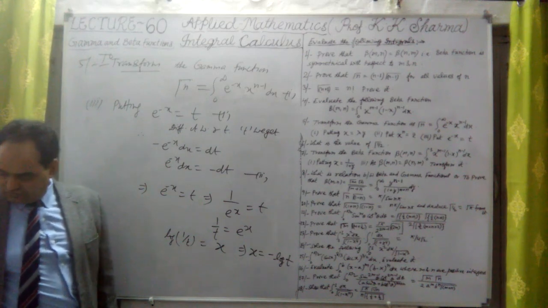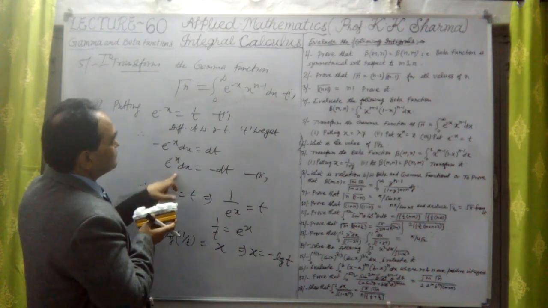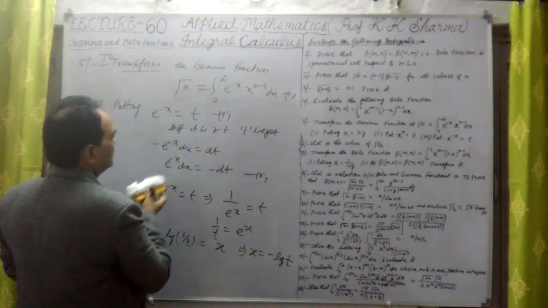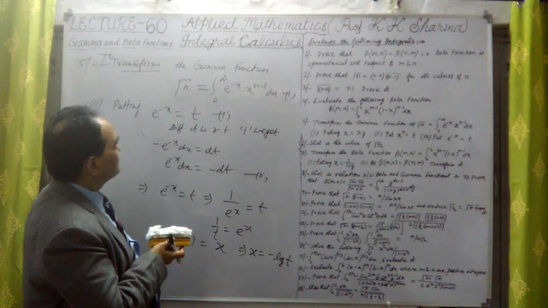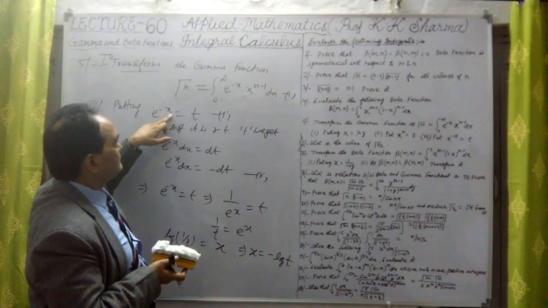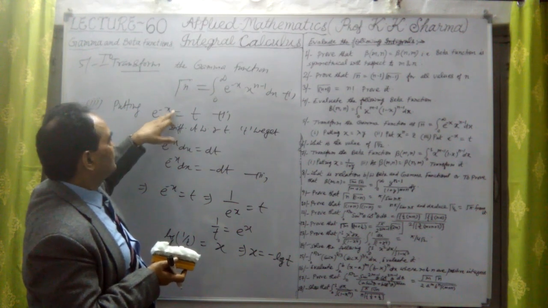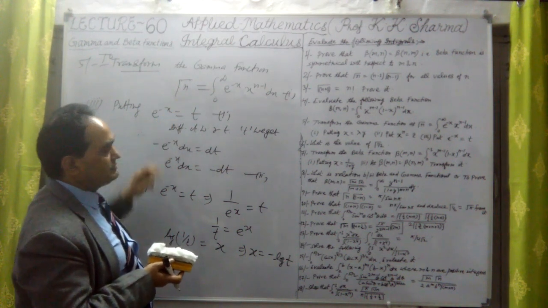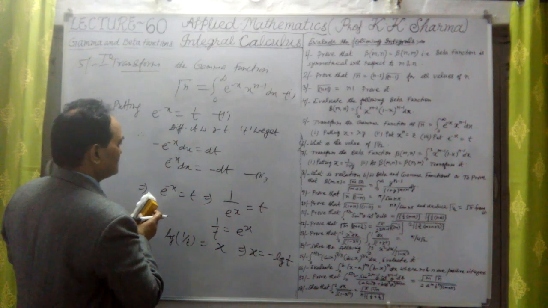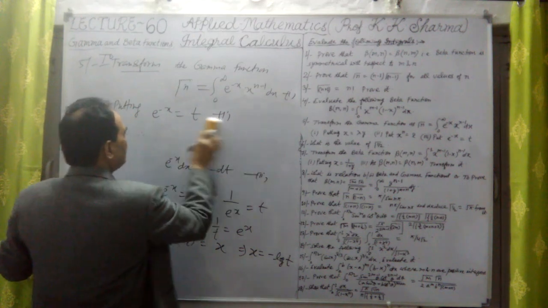Therefore, gamma n is equal to, what is gamma n here? Therefore, e to the power minus x dx equals minus dt, that we will write. What are the limits that we write? We have e to the power 0 is 1, and e to the power minus infinity is 0. So the limits will be 1 to 0. These are the limits that we write here.